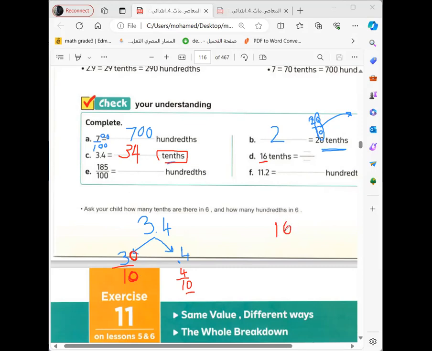16 tenths. Bravo. 16 tenths. How do I make it? Amazing. He's already putting 16 and tenths. Super. That's all. Now 185 hundredths. How many in hundreds? The denominator is hundreds. I said it already, hundreds. And this is hundreds. So I just write the same number, because the same thing I say, the same thing I write. Bravo.